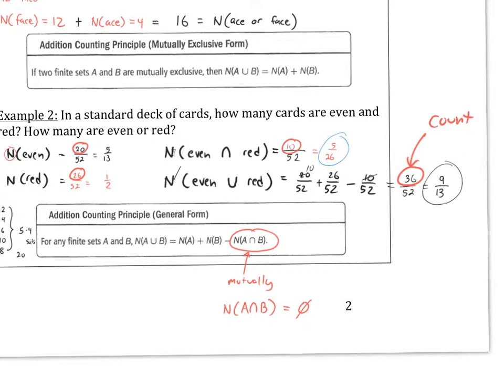When we answer the question, what's the probability of drawing an even or a red, then the answer is 9 out of 13, because we just do the favorable, which is 36, over the total, which is 52.